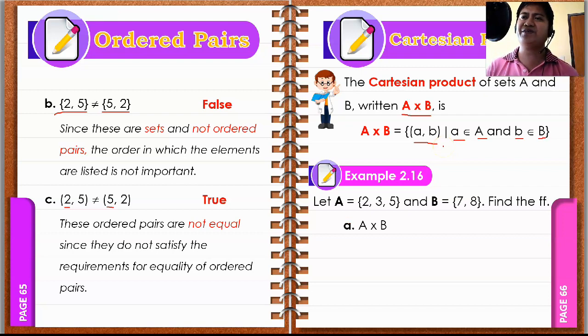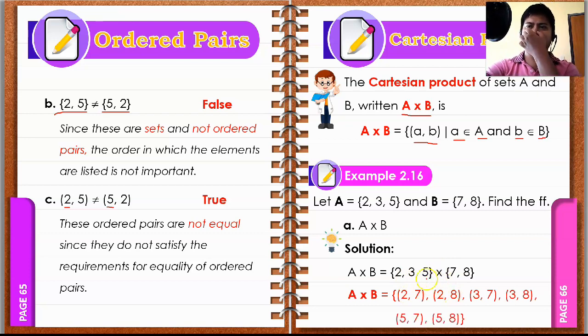So let's have set A, we have {2, 3, 5}, and set B we have {7, 8}. To find the Cartesian product, we need to have the ordered pairs of {2, 3, 5} cross {7, 8}. Then we have (2, 7), (2, 8), (3, 7), (3, 8), (5, 7), and (5, 8). So all in all, there are 6 ordered pairs for A cross B. Actually, we can determine that because we have 3 elements of set A and 2 elements of set B, so we have 3 times 2, which is equivalent to 6. So there are 6 possible ordered pairs.